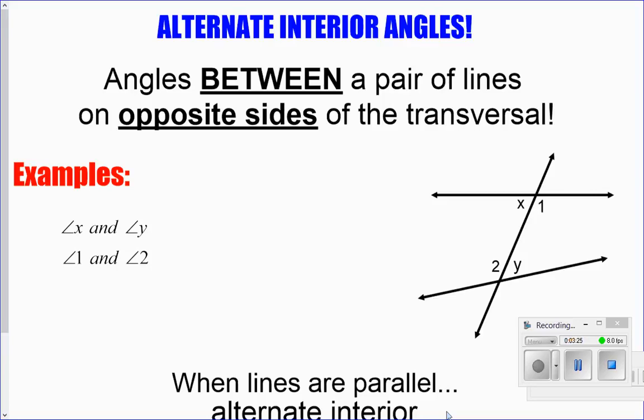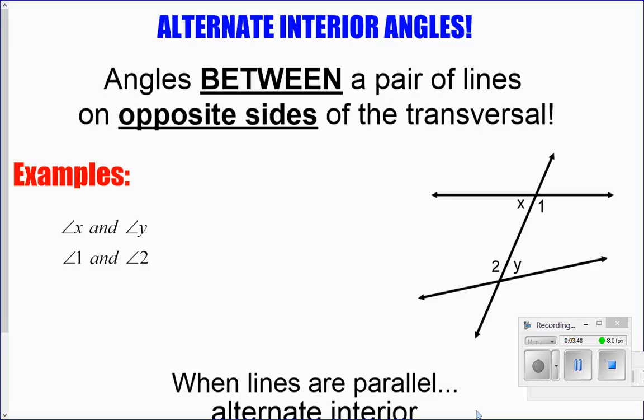Next, let's take a look at another type of angle. So again, we have our diagram here with two lines and then a third line that intersects those two lines, again called the transversal. So when we have angles that are between a pair of lines on opposite sides of the transversal, we call those alternate interior angles.